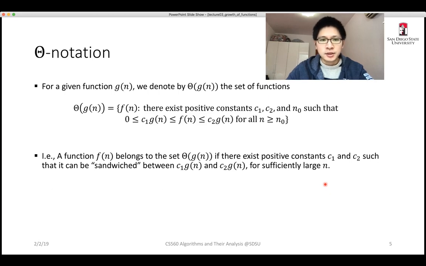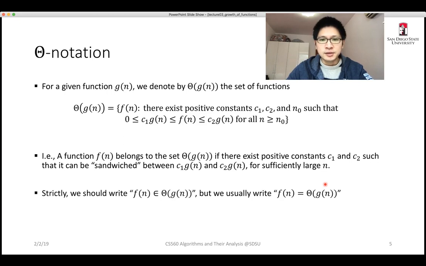Because theta of g(n) is a set, strictly we should write that f(n) belongs to this set, right? But usually for simplification, we write f(n) equals theta of g(n). But it is useful to keep in mind that the theta notation of a function means a set of functions. And if we write f(n) equals theta of g(n), it simply means that this f(n) is just one member or one element of such a set.